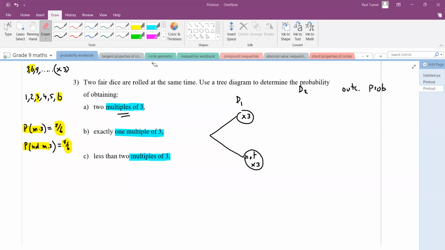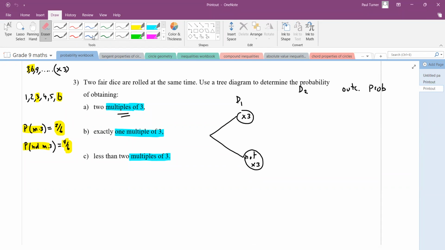Okay, in question 3, we again have 2 fair dice and we roll them. We'll use a tree diagram to determine the probability of obtaining 2 multiples of 3, exactly 1 multiple of 3, and less than 2 multiples of 3. So we need to know what a multiple of 3 is first. And those are the numbers from the 3 times table. So 3, 6, 9, 12, and so on.